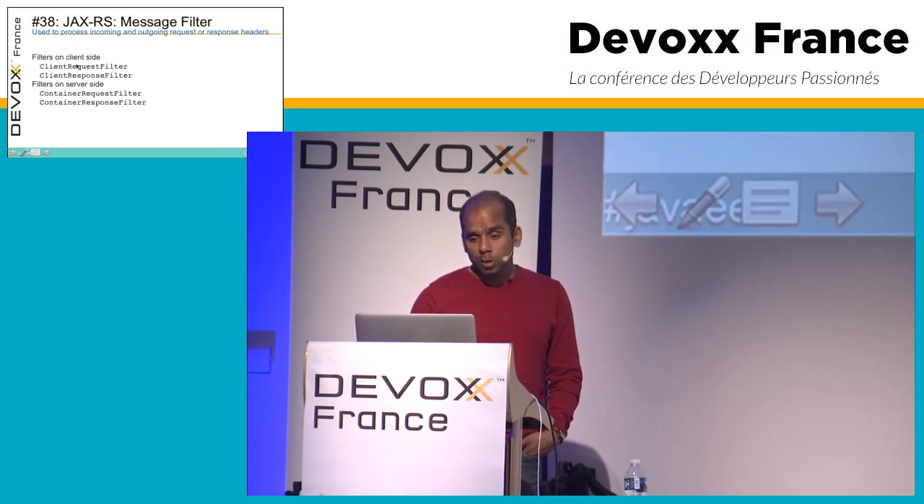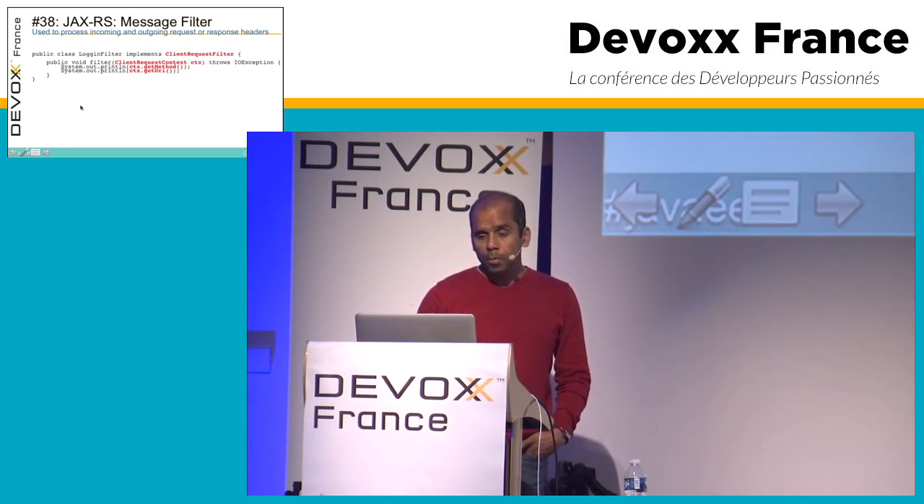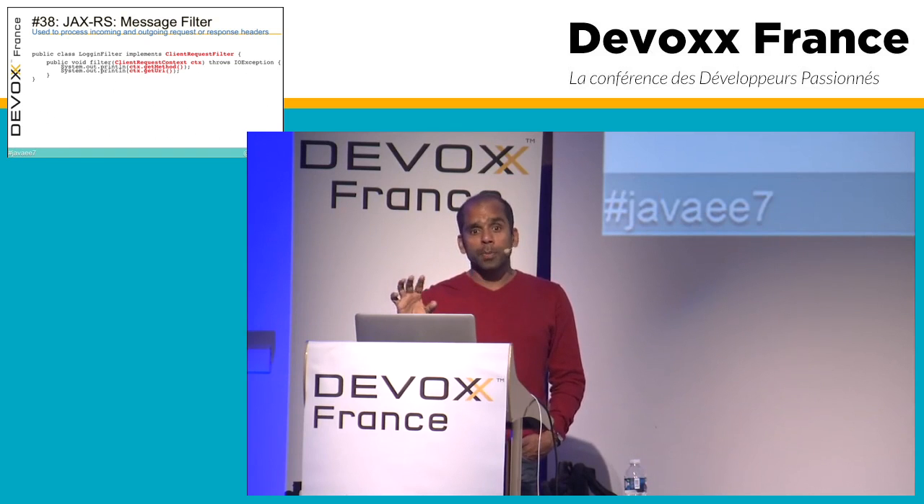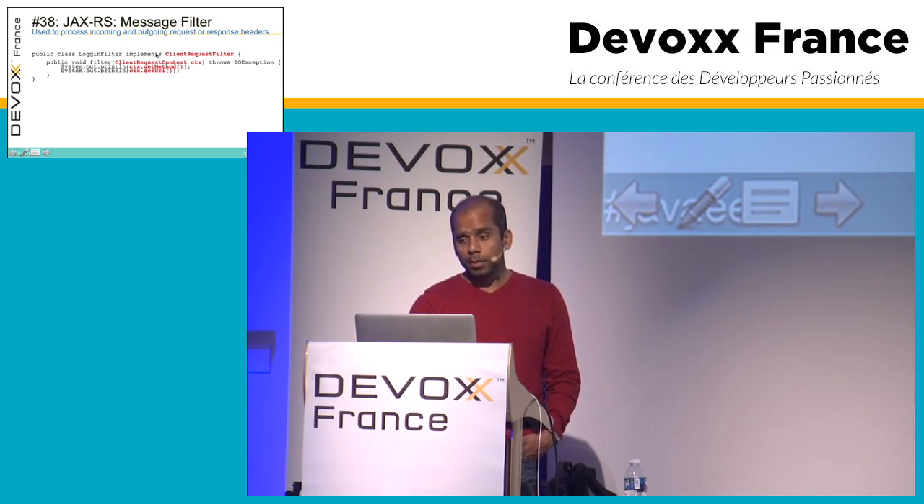So you have filters on the client side and the server side. And the way you implement them is, say I want to build a logging filter, and in the logging filter, I just want to track or list all the HTTP headers, for example. So I implement a request filter, and then it gives me some information about the HTTP headers over there.